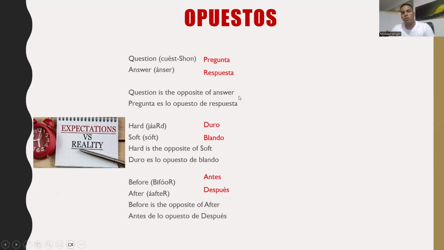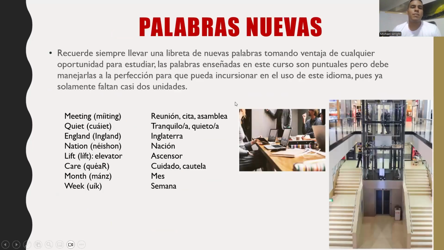Okay, so we have new words. Sorry for that. Remember to take notes on the different vocabulary that I'm providing you, because sooner or later you are going to use it. Who knows? So this allows you to take advantage of any opportunity to study, right? Remember, the words in this course are punctual, but you have to manage them, you have to know them perfectly, right? So we're just missing these two units.